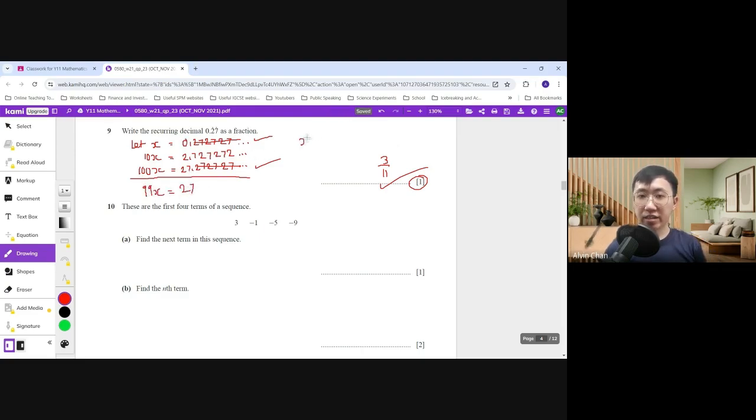Finally, you're going to make x the subject, which is 27/99. You can use your calculator to simplify. Yes, indeed, they can be divisible by 9, right? And you will get 3/11.